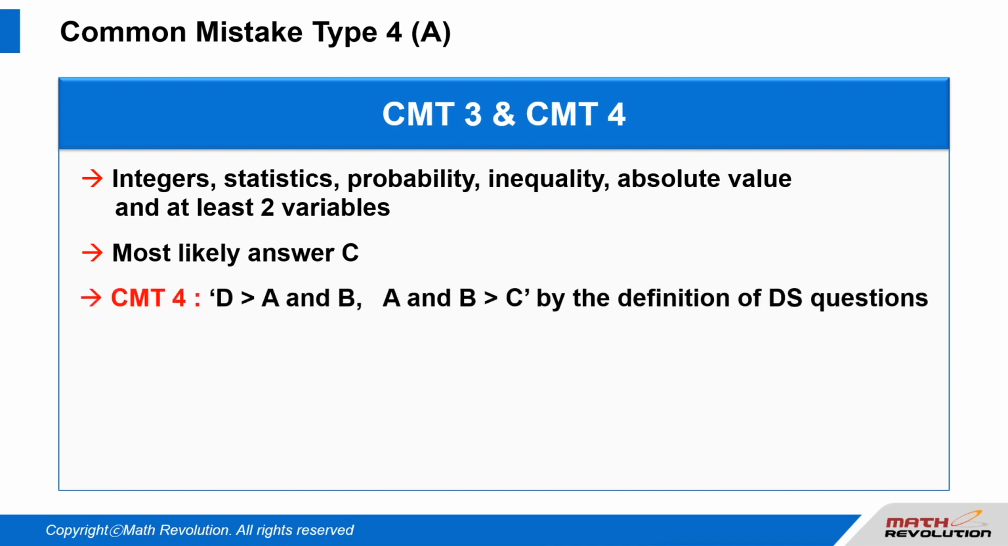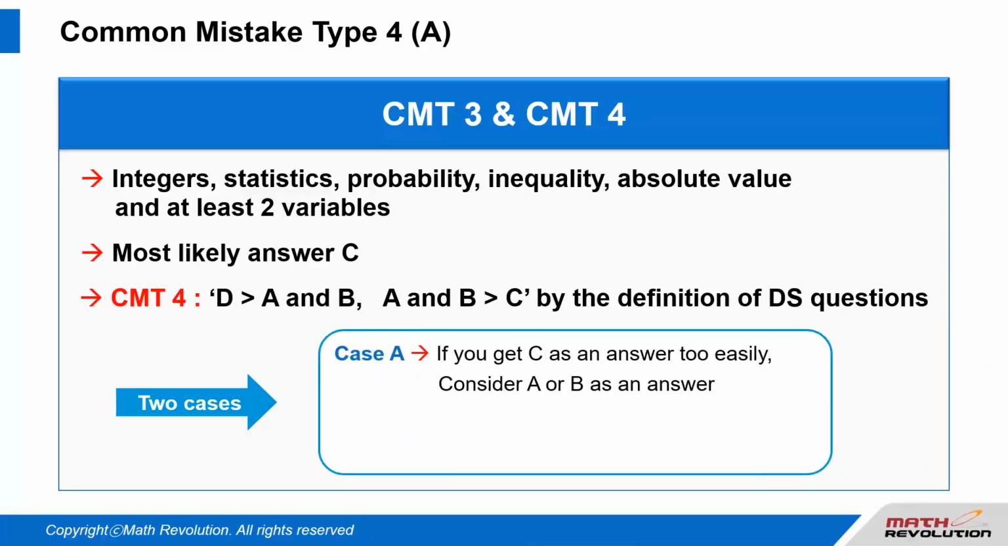Common Mistake Type 4A and B. Now, Common Mistake Type 4 is often seen in key questions. CMT4 tells us that D is more likely to be the answer than A and B, and A and B is more likely to be the answer than C by the definition of DS questions. So, we have 2 cases when we are looking at CMT4.